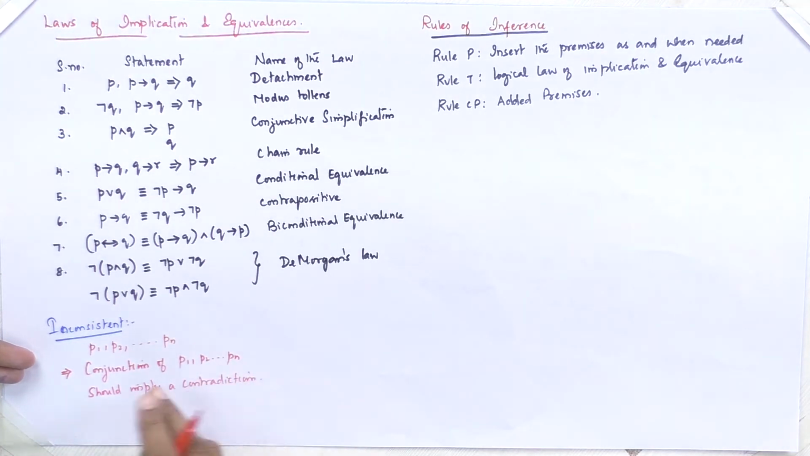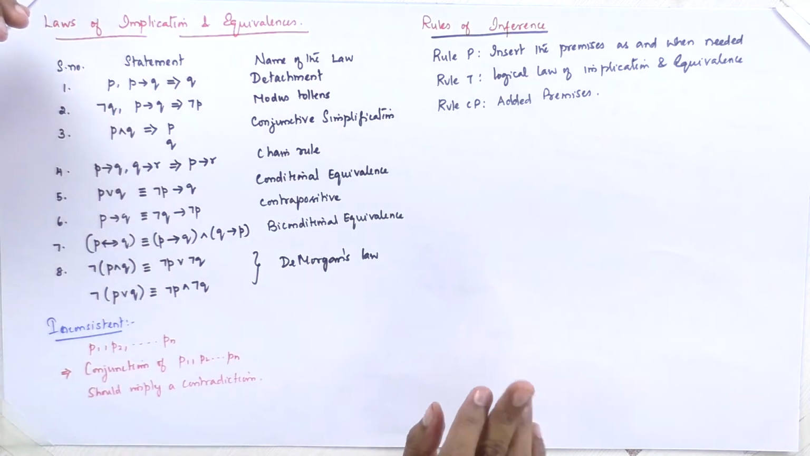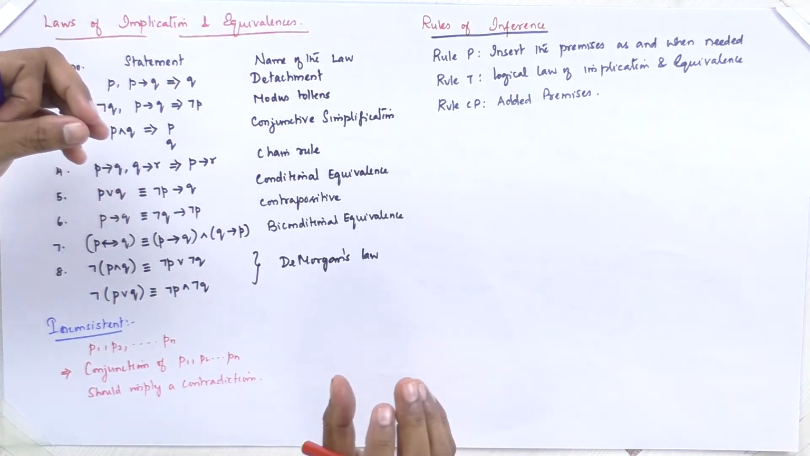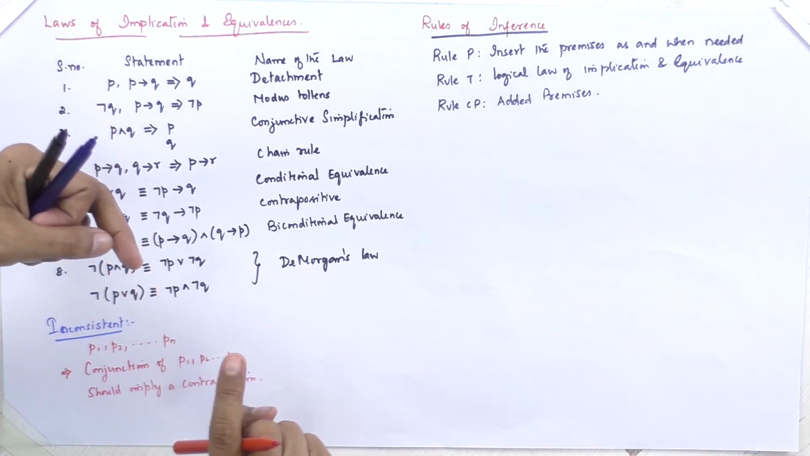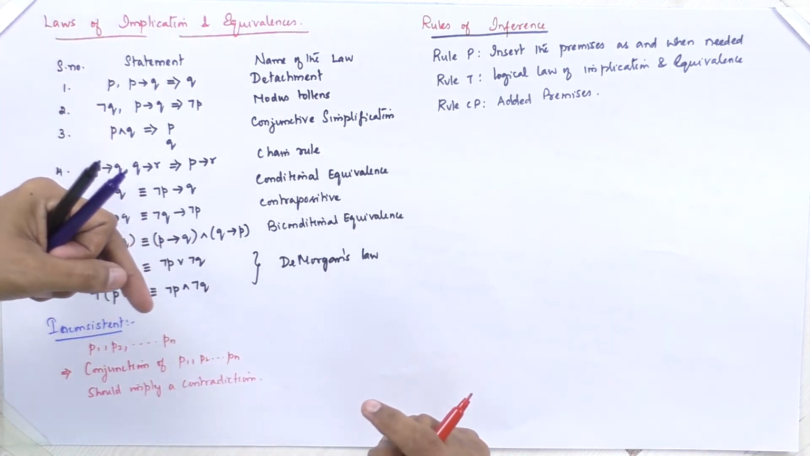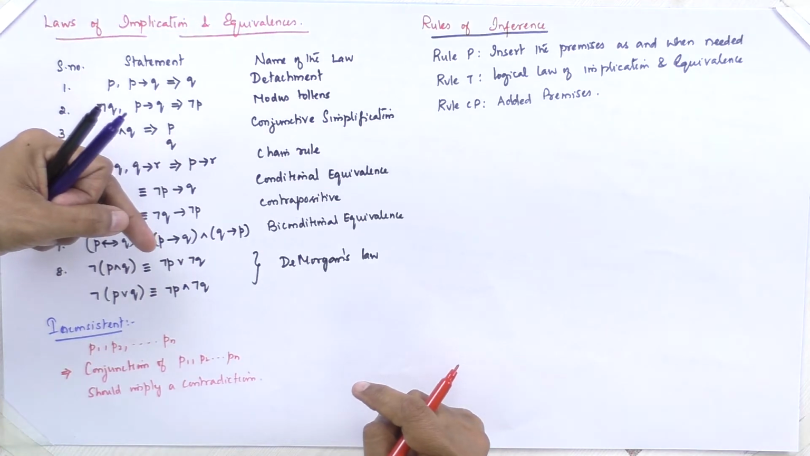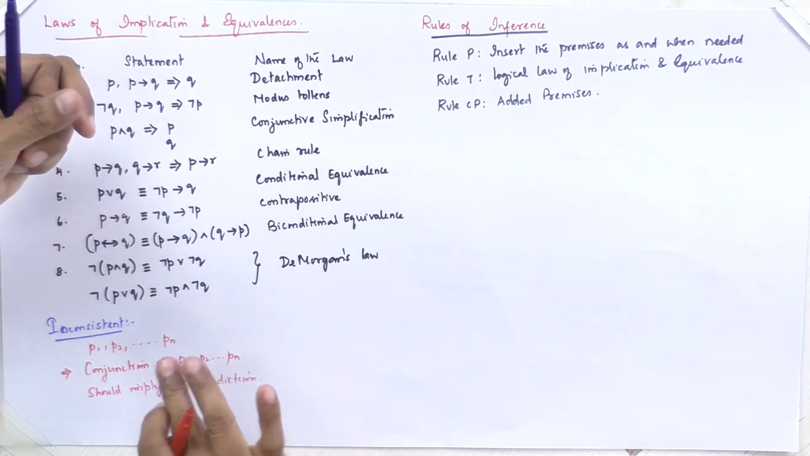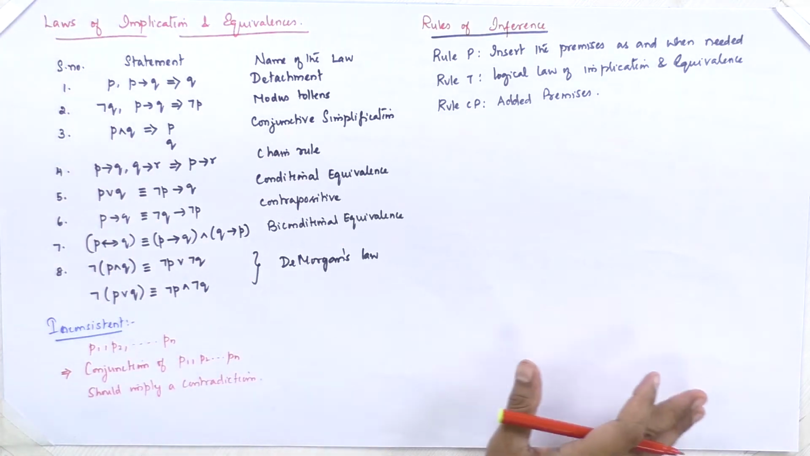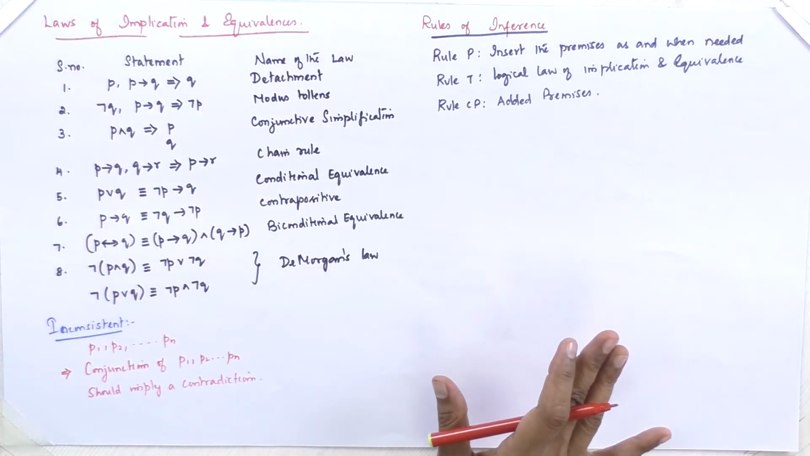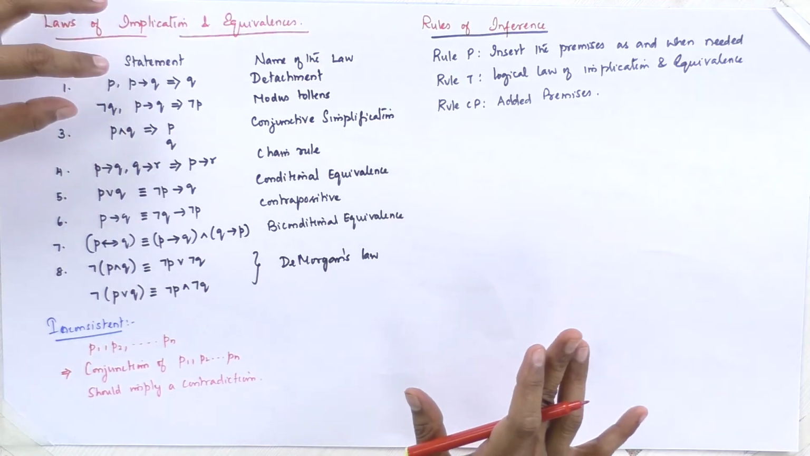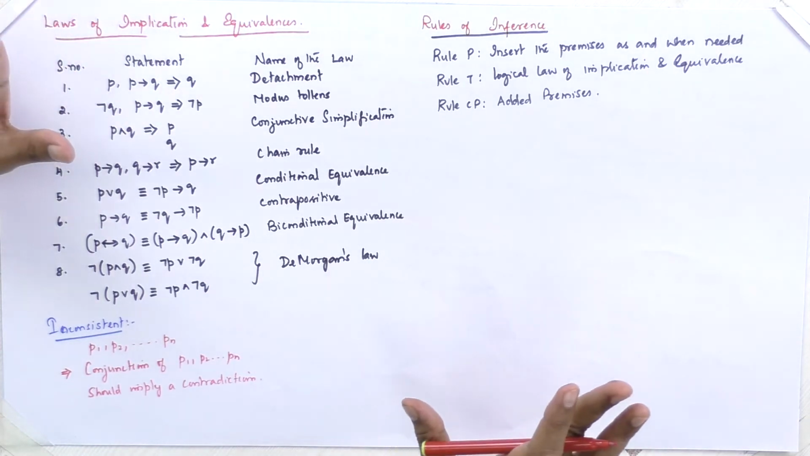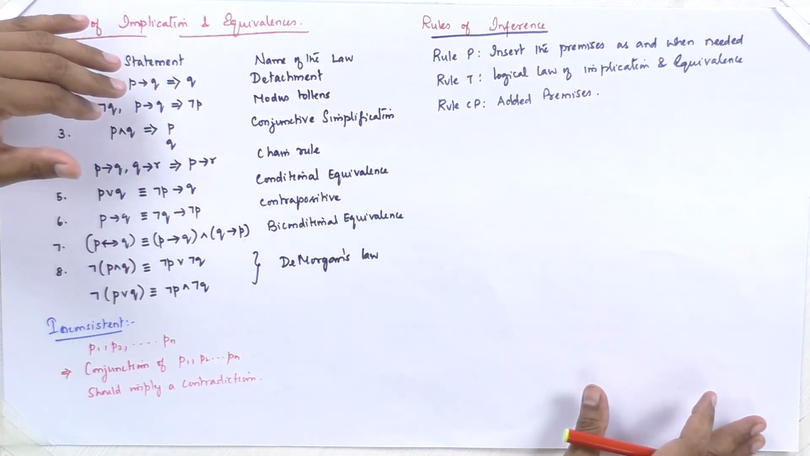So inconsistency means whenever a number of statements are given, if we take the conjunction of those statements and finally we are able to get a contradiction, then the given argument or the statement is said to be inconsistent. So this we will see in the further examples. Now I hope everybody will be thorough with the rules of inference as well as the laws of implication and equivalence. So keeping all this in our mind, we will have to do the problems.